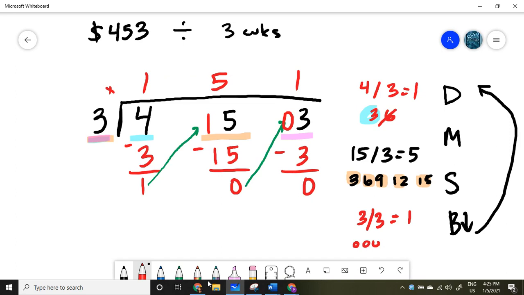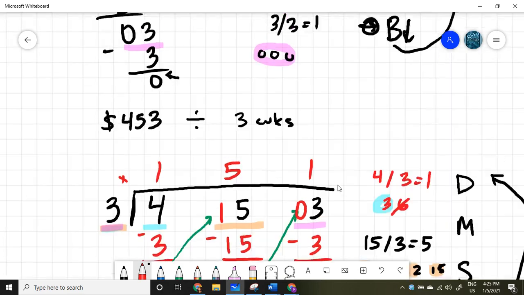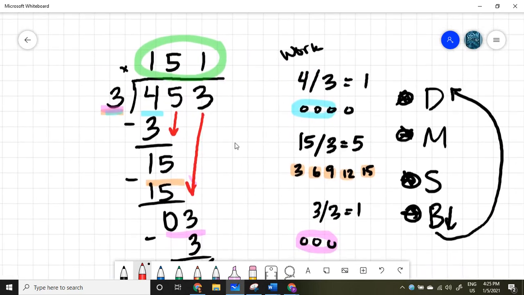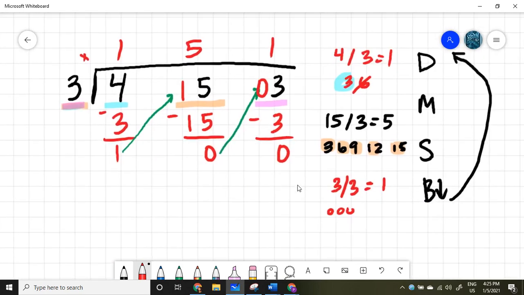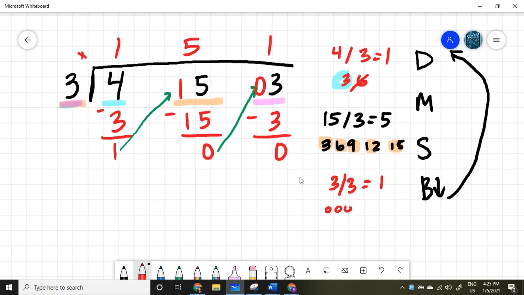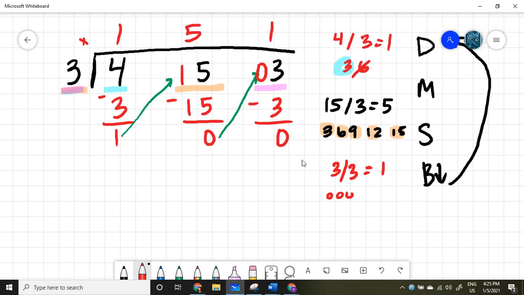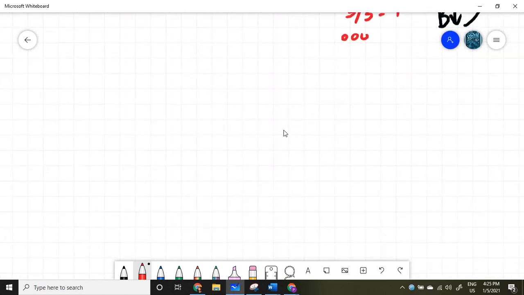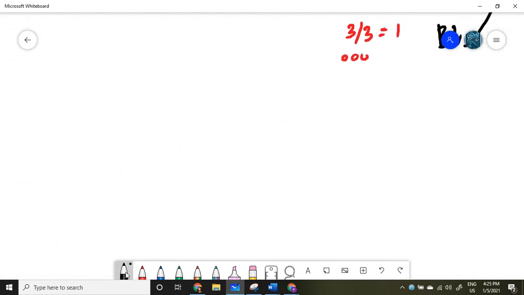So, what do you think? Which of these was easier? Do you prefer long division? Or does fat division make a little bit more sense to you? We're going to do one more fat division problem. And then afterwards, you'll let me know how you feel about this style.